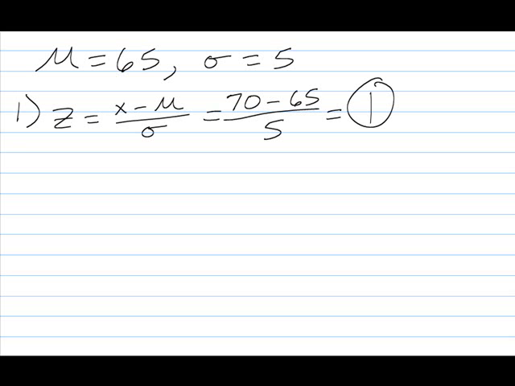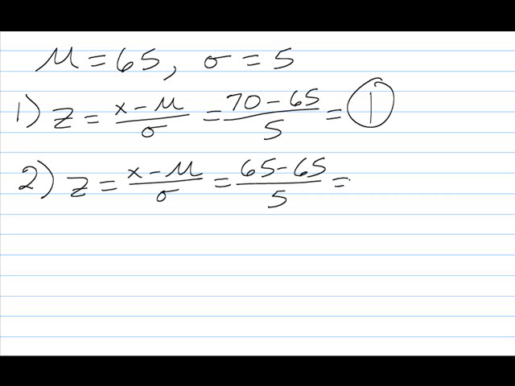And that should make sense, because if you take the mean of 65 and you add 1 standard deviation of 5, then you get that value of 70. So it's 1 standard deviation above the mean. In the second case, we're looking at an x value of 65. Notice it's the same formula, but now our x value is equal to the mean. So we just get 65 minus 65 over 5, which is 0.